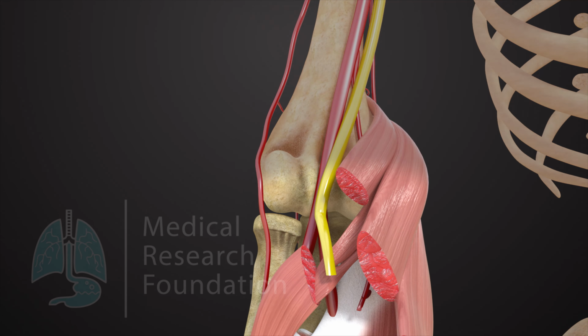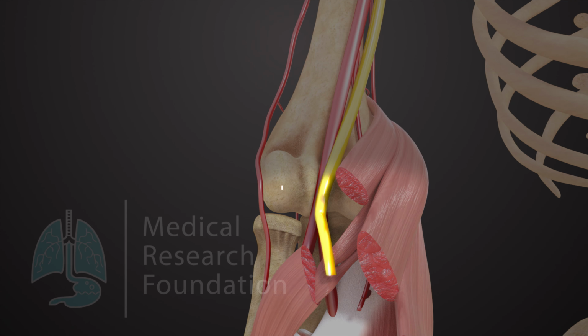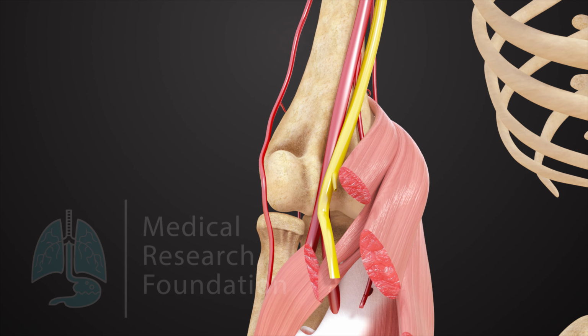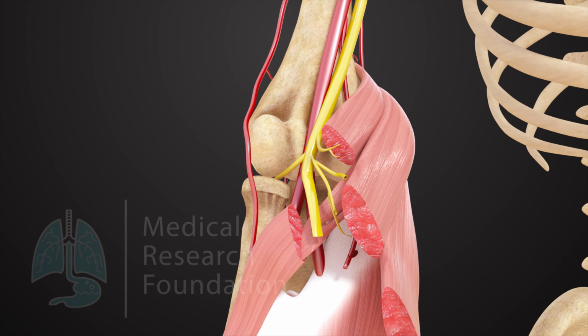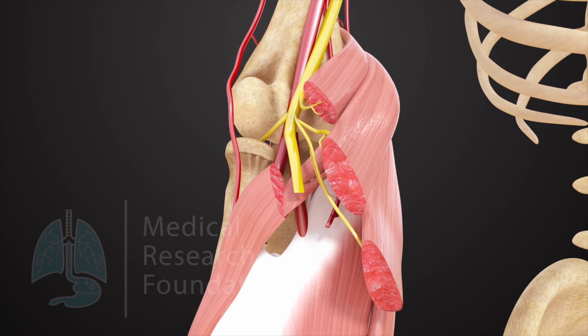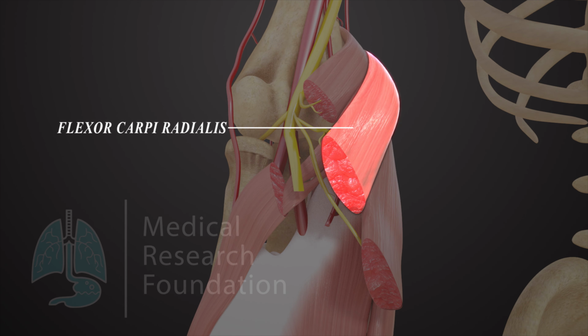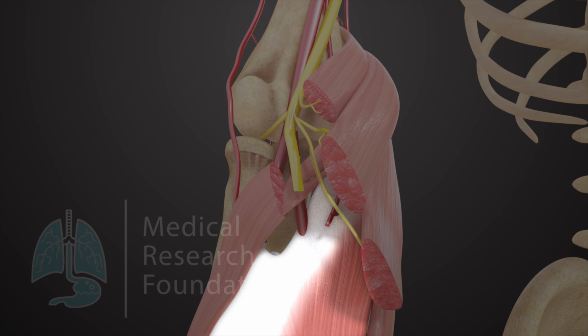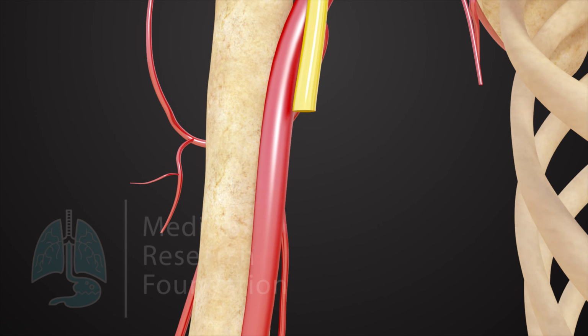In the cubital fossa, the median nerve lies medial to the brachial artery. In the cubital fossa, it gives muscular branches from its medial side to supply all the superficial flexors of the forearm, such as flexor carpi radialis, palmaris longus, and flexor digitorum superficialis.